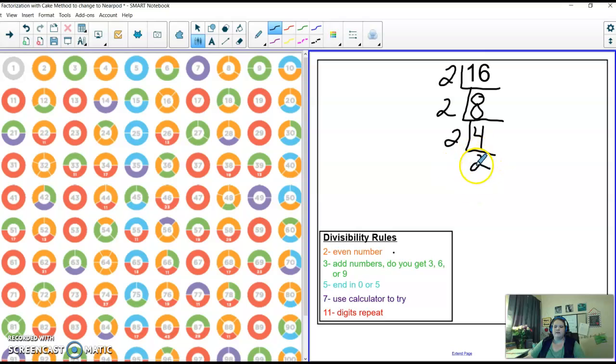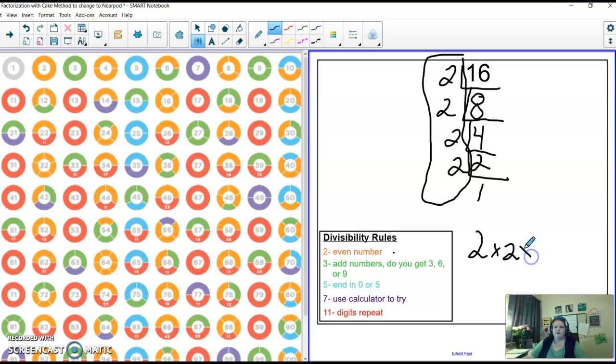Still not a 1, so I have to keep going. Is 2 divisible by 2? Yes, 2 is an even number, and if I look at my chart, 2 is orange, so I can draw another layer and put a 2 on the outside. 2 divided by 2 is 1. Oh, there's my 1, which means I'm done. All my numbers on my left are my prime factorization numbers: 2 times 2 times 2 times 2.